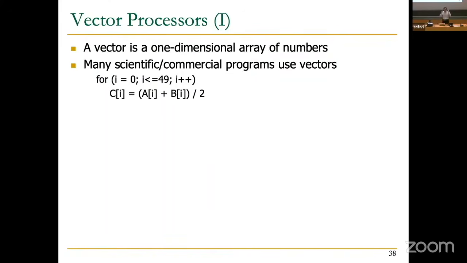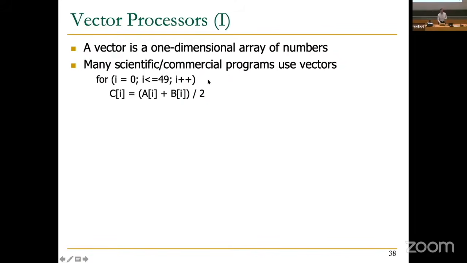Now let's talk about vector processors in a little bit more detail. I'm going to start with vector processors, but everything I say is really applicable to array processors. You just need to expand it in space as opposed to time. So what is a vector? A vector is really a one-dimensional array of numbers. This is a math definition. And clearly many scientific and commercial programs use vectors. There are many of them. That's why people have developed SIMD extensions that we're going to talk about at the end of this particular lecture.